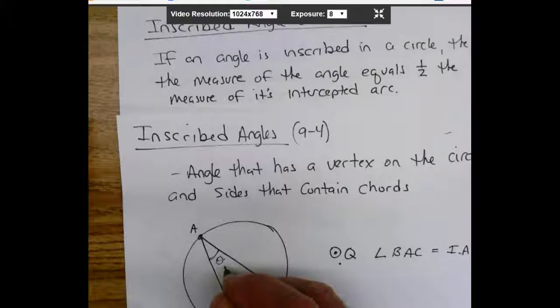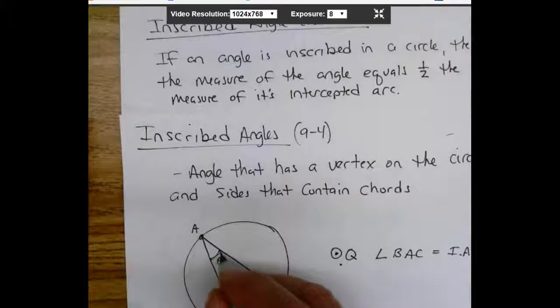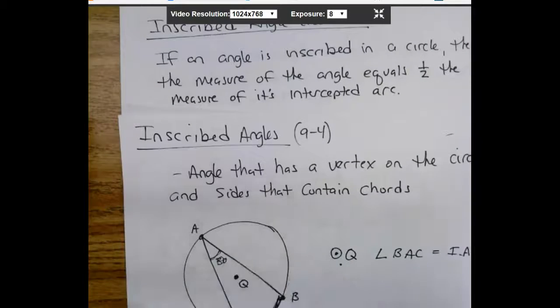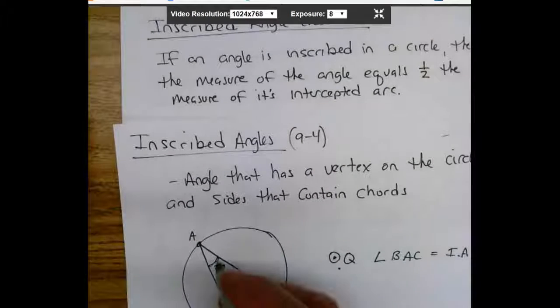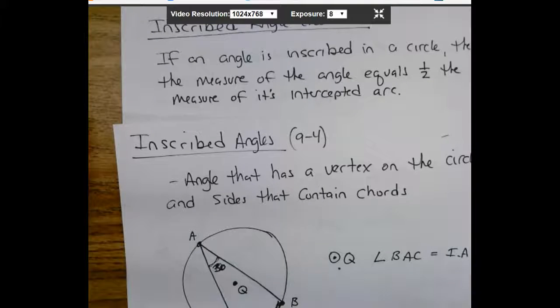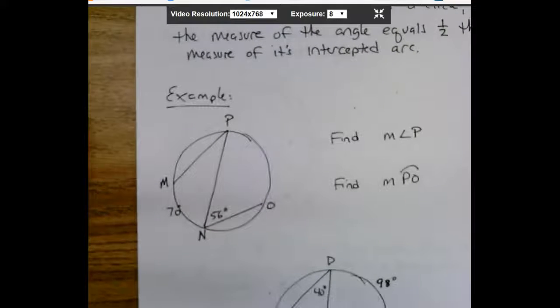So if this was, let's just say, 60 degrees, then we would know that the angle would be 30, okay, like that. Or if it was the other way, if we knew the angle was 30, we would know then the arc is twice as much. It's 60. Okay.